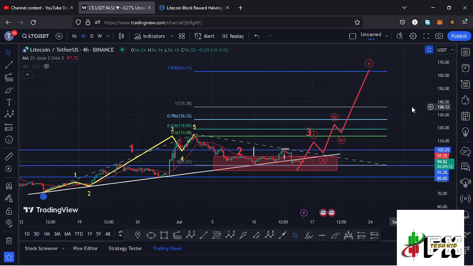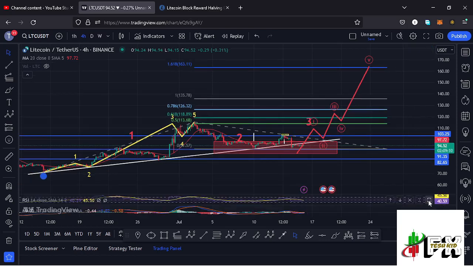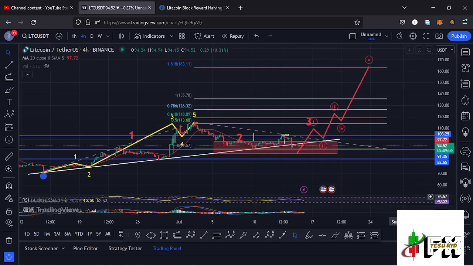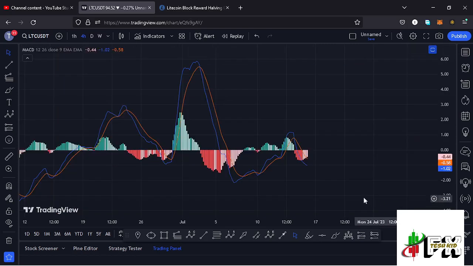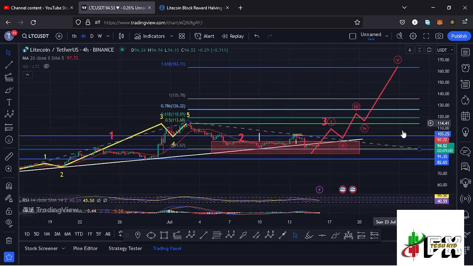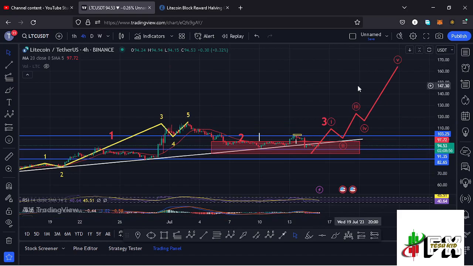And also taking a look at the indicators on the RSI, we are trading at around the 40 mark. Also taking a look at the MACD, we have been able to print a bearish cross, still suggesting further breakdown. So let's be patient and see how that plays out, and I will be keeping you updated.